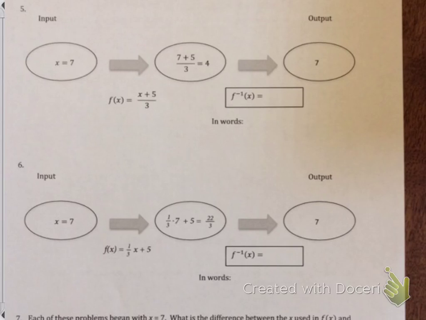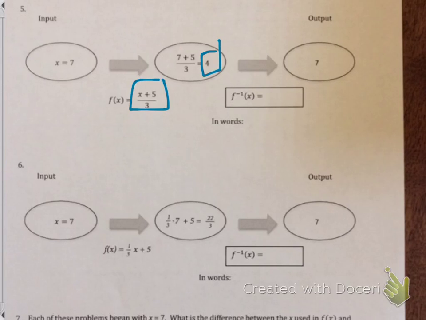All right, here's a couple more to see what we're doing here. So this time we have x plus 5 over 3 for our function. So we put the 7 in there. We're going to add the 5 to it to get the 12. The 12 divided by 3 gives us 4.